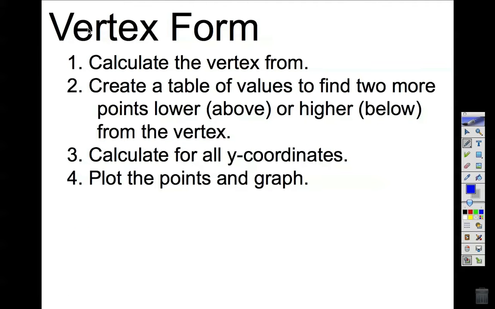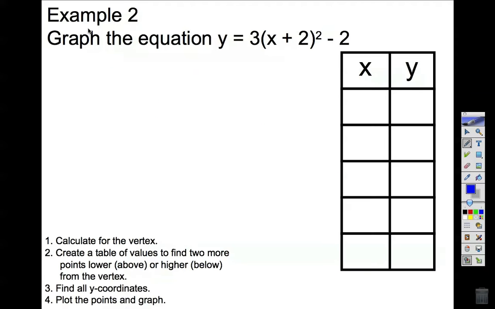Next, we're going to graph our parabola, or I should say our quadratic, in vertex form. Similar steps: we are going to calculate to find the vertex, create a table of values to find 2 points that are lower or higher from the vertex, meaning above or below the x part on the actual table. We're going to calculate to find all y coordinates, and then plot the points to make the graph of the parabola. Right, so we're given the equation y equals 3 times the quantity of x plus 2 squared minus 2.